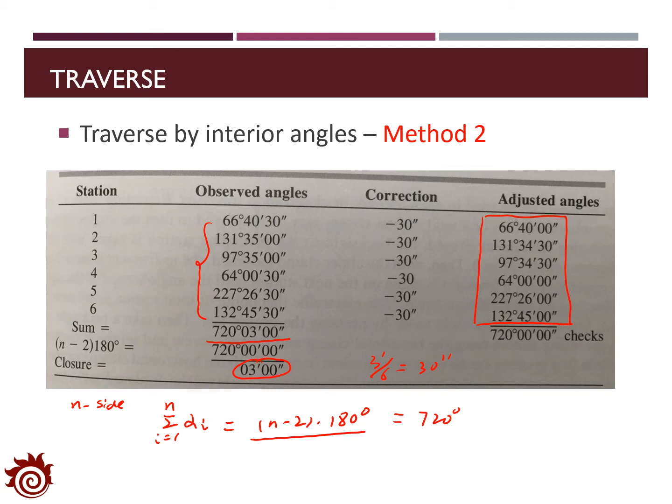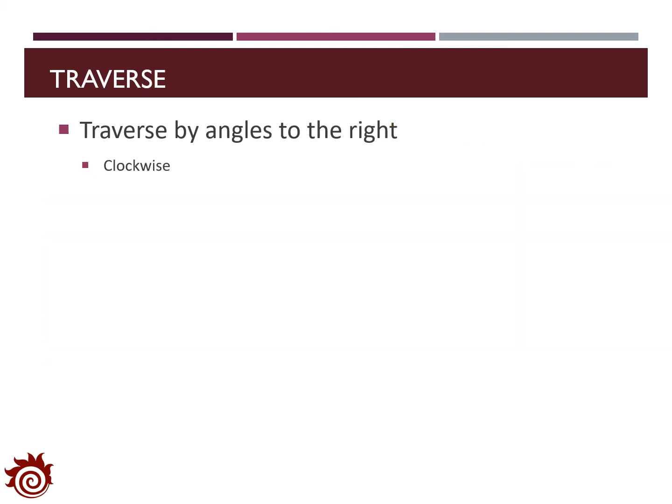And then you can use the adjusted angle to find out the azimuth of all the sides. With that, you don't need to do any correction, and the result should perfectly match the line 1, 2 based on the true and estimated value. We can also use the angles to the right to conduct the traverse. Usually the angle to the right indicates that we will measure the angle clockwise.